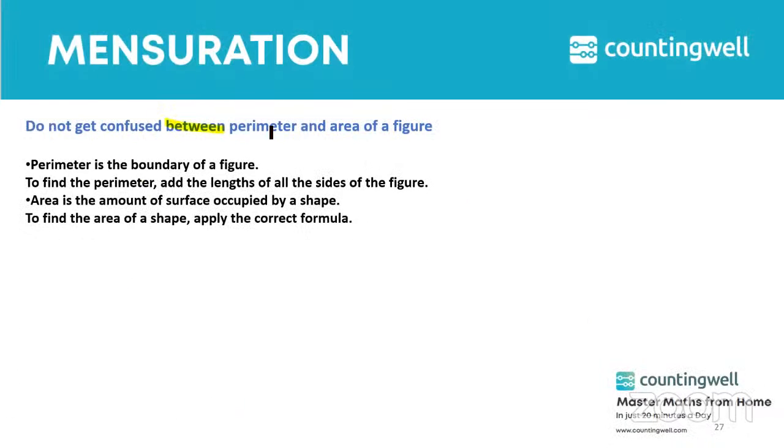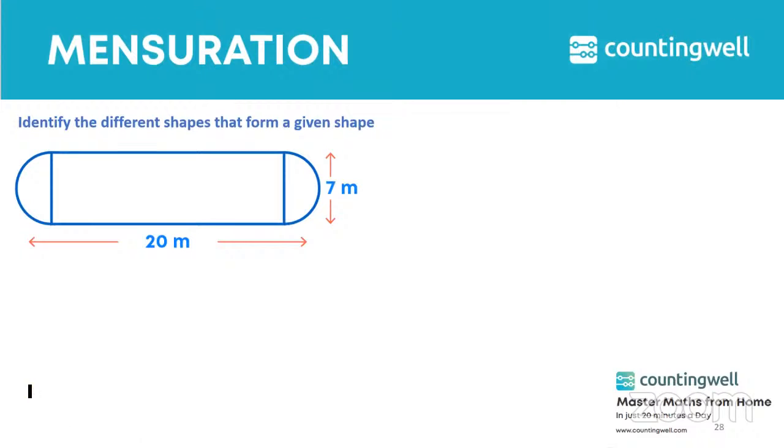You should not get confused between perimeter and area of a circle while you are dealing with the chapter mensuration. Perimeter is the boundary of a figure, whereas area is the amount of surface occupied by the shape. For perimeter, we are adding the lengths of all the sides of the figure. For example, if you remember how we found the area of a square and perimeter of a square, perimeter is found by adding all the sides of the square. Whereas to find the area of the shape, we apply the correct formula, to identify the different shapes that form a given shape.